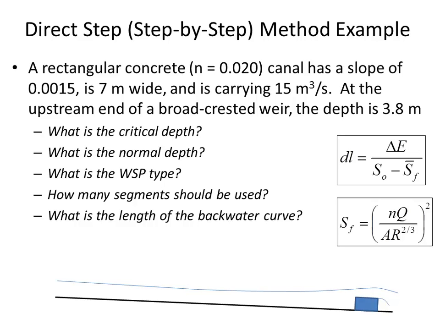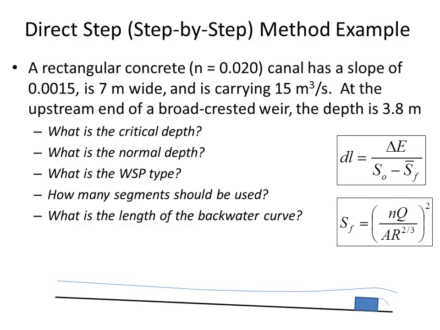Normal depth and critical depth, these two imaginary lines delineate three zones. Zone 1 is above, zone 2 is between, and zone 3 is below. M1. So it's an M1, yeah, because this flow depth of 3.8 is greater than the upper imaginary line, the normal depth. So this is an M1 profile.